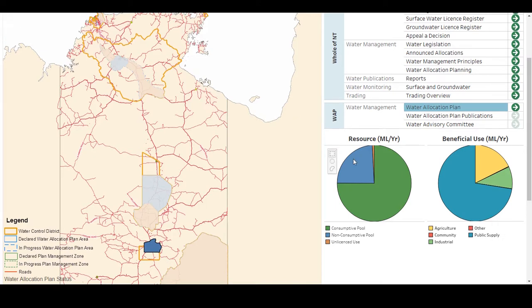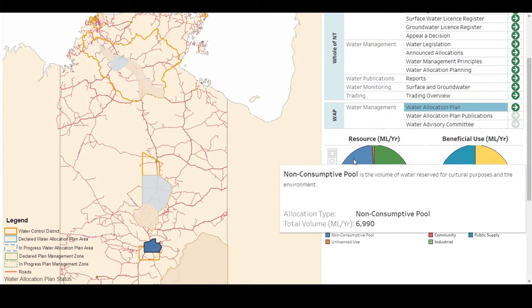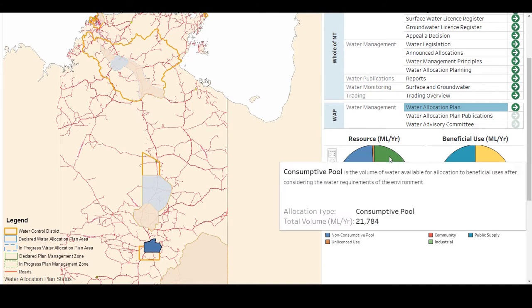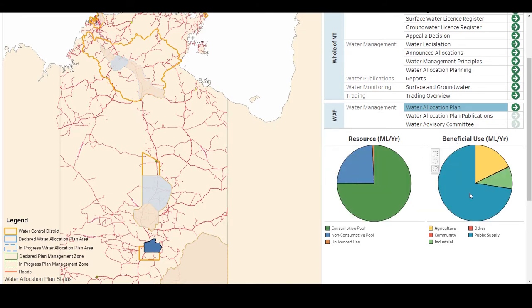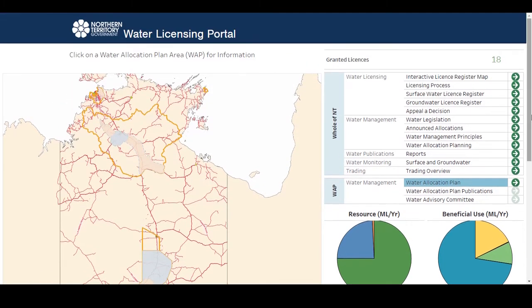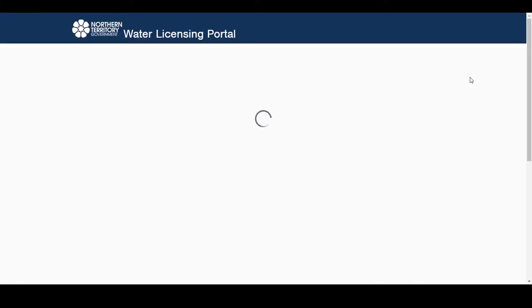The pie chart to the left represents the resource as a whole, or the amount of water available. The non-consumptive pool is reserved for cultural and environmental reasons, while the consumptive pool is held for beneficial uses, as is further broken down in the chart to the right. Selecting the plan area has also updated the license data at the top of the information panel. To target specific license data, open the Interactive License Register portal.